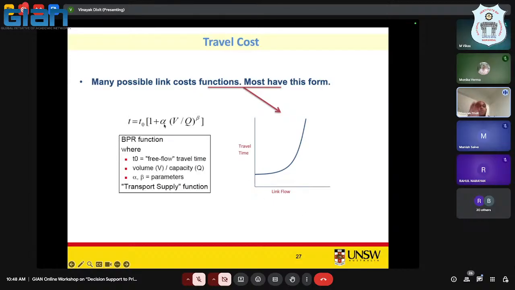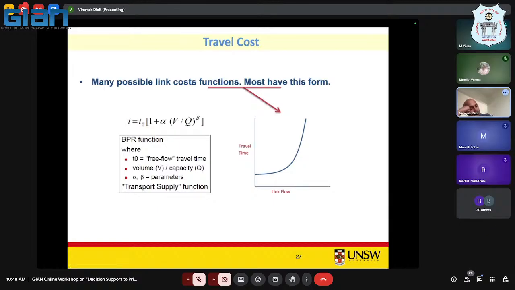Usually for static, we use the BPR function, which stands for Bureau of Public Roads. It is 50, 60 years old now. The reason we use it is that it is independent for each link and it is convex. It has some nice properties when it comes to convergence and the uniqueness of flows on each link, etc. So T is equal to T naught, which is the free flow travel time, and this is the V by C ratio.